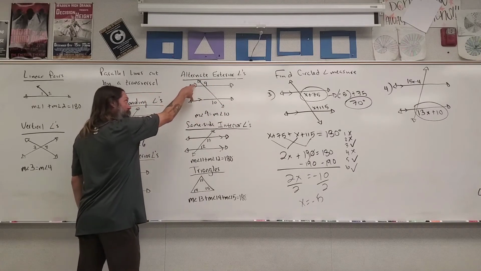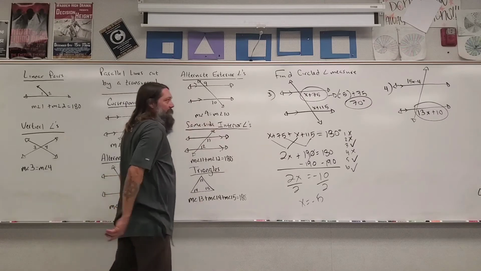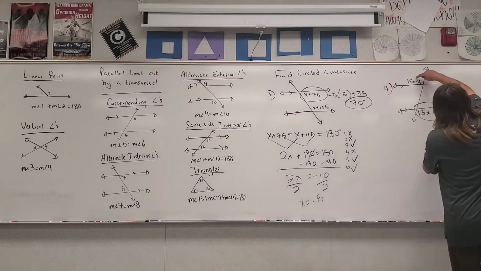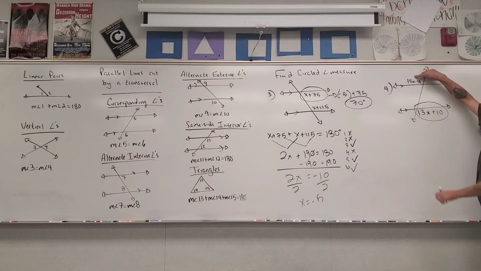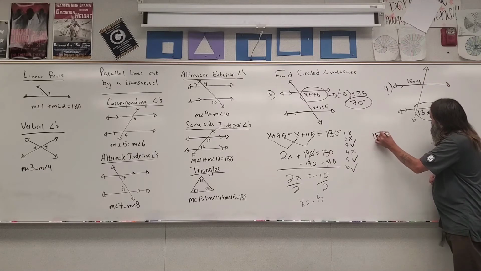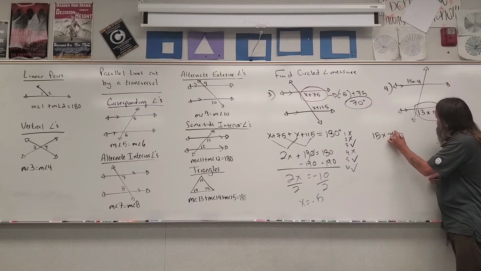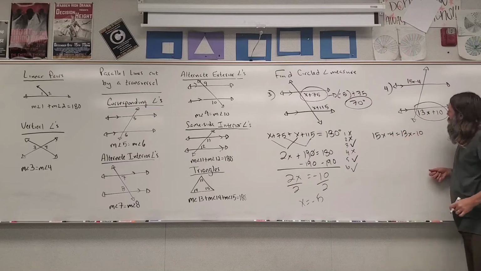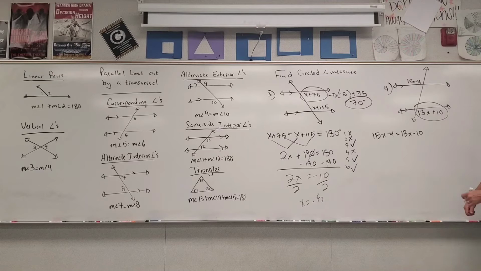This situation, when the lines are parallel, I set my angle measures equal to each other. So that means that I know that 15x minus 4 must equal 13x plus 10. Okay, and again we get into our 6 steps to solve.